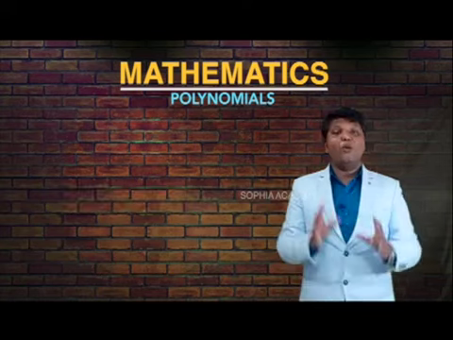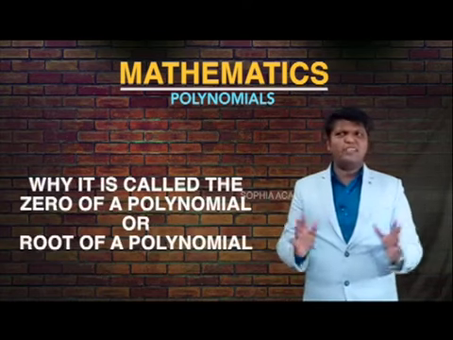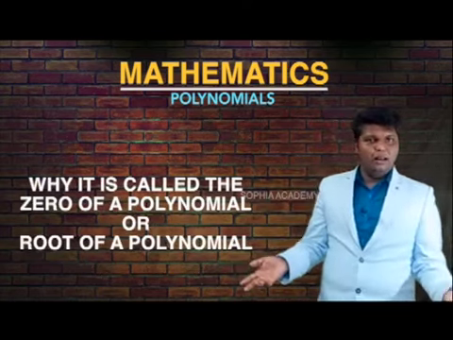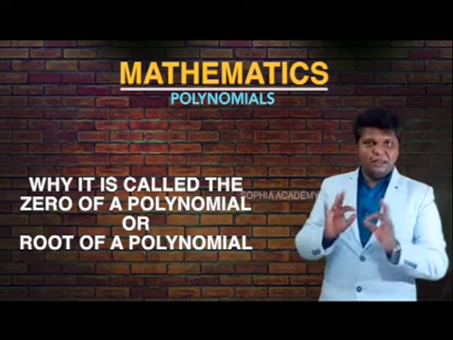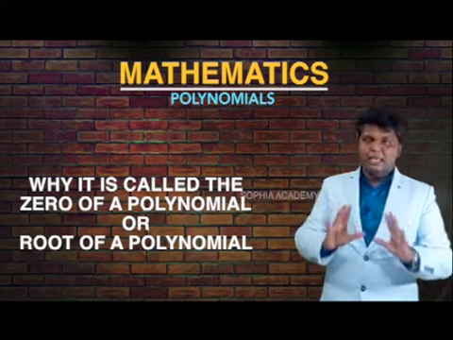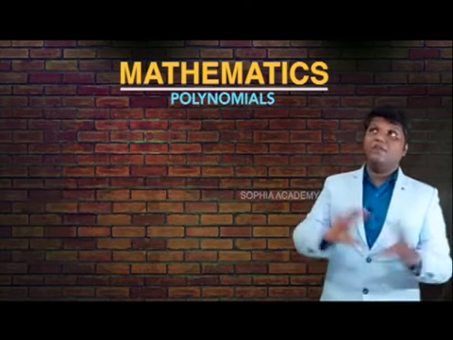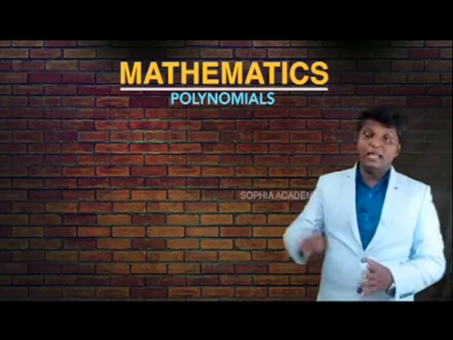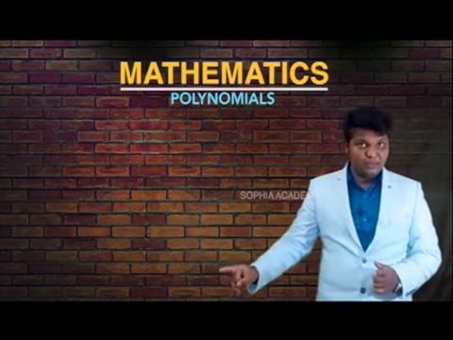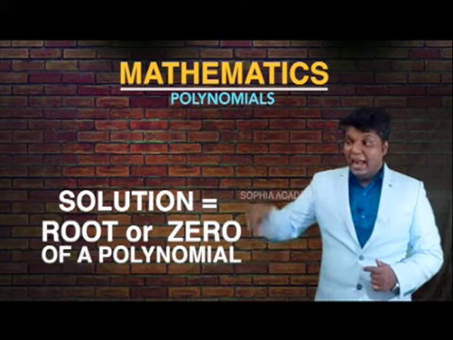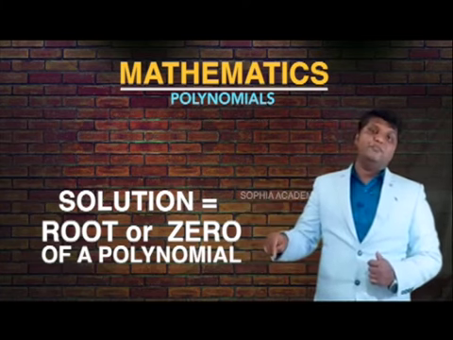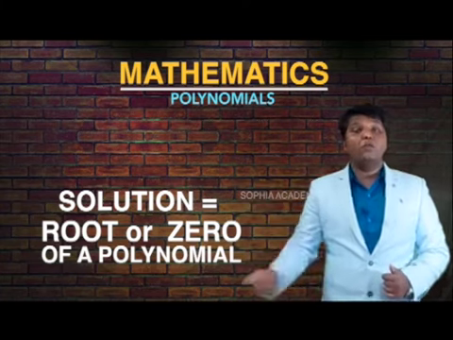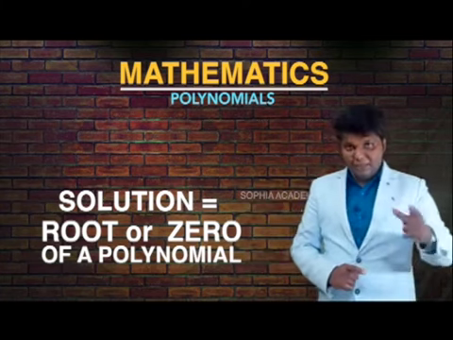Now I will tell you why it is called the zero of a polynomial. We will never say find the answer of the polynomial. Actually that is the meaning. If a problem is given in front of you, you are there to solve that problem and you will get an answer for that one. That's what we call the solution, right? And this solution you receive is what we call the root of the polynomial, if it is inside a polynomial.